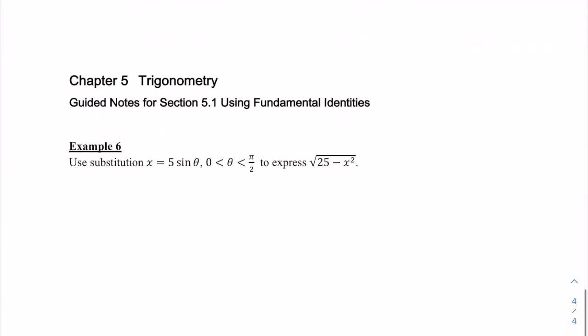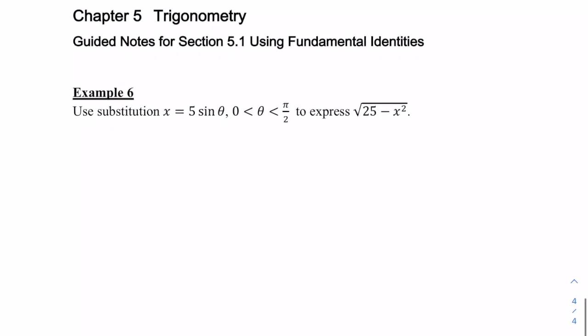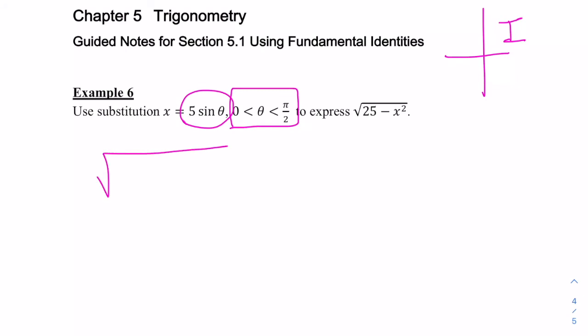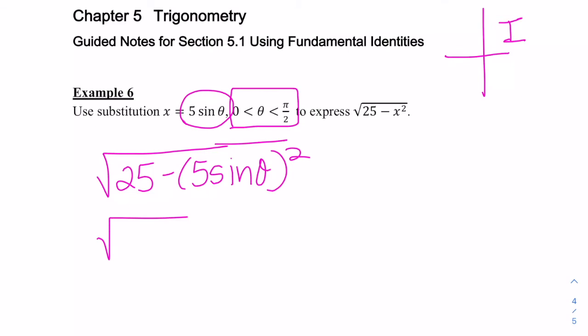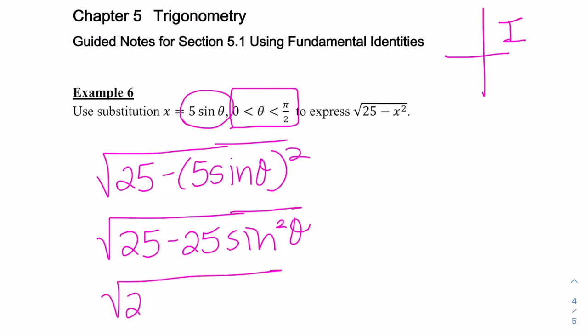Okay, now we're going to use some substitution. So we're going to substitute x with 5 times the sine of theta, and just be cognizant that we are trying to make sure we're staying within the first quadrant. So all of our angle measures will be between 0 and pi over 2. All right, so when we substitute this in, we get the square root of 25 minus 5 times sine of theta squared. So this will equal the square root of 25 minus 25 sine squared. And we can factor out that 25, and we can take the square root of it pretty easily.